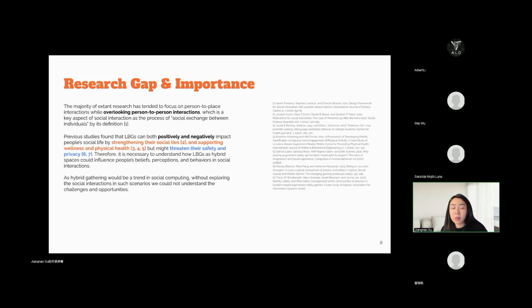So it is really important to understand how location-based games as hybrid space could influence people's beliefs, perceptions, and behaviors in social interactions. And most importantly, hybrid gathering will be a trend in social computing. Without exploring the social interactions in such scenarios, we could not understand the challenges and opportunities in this area.